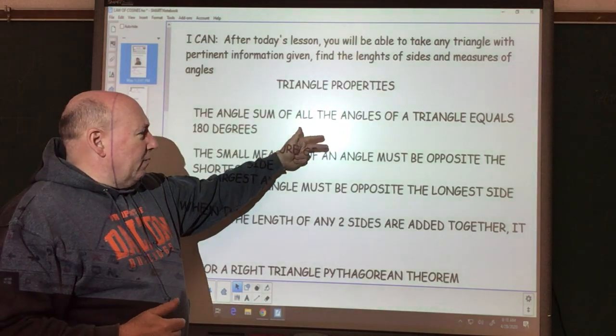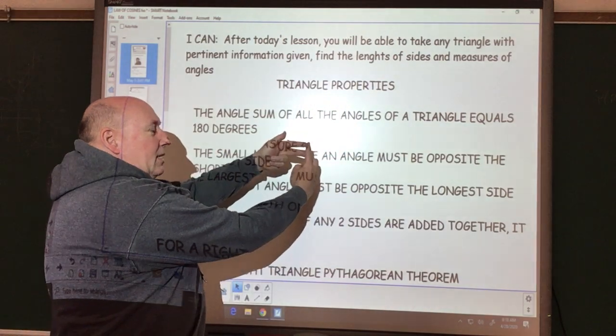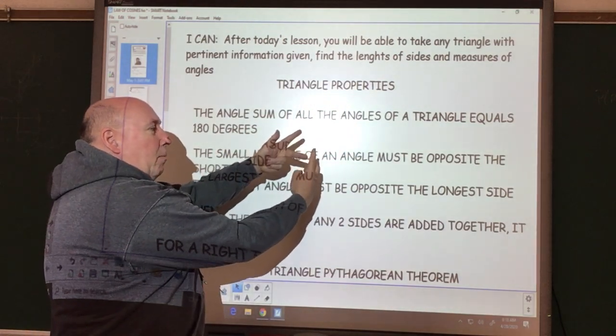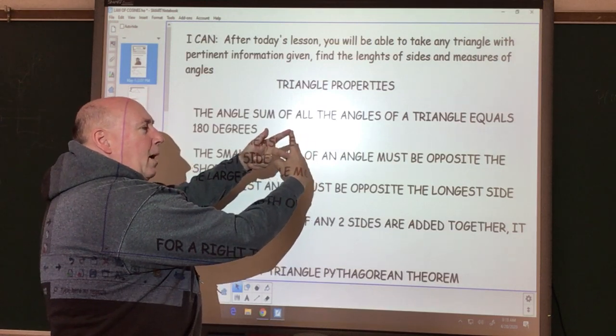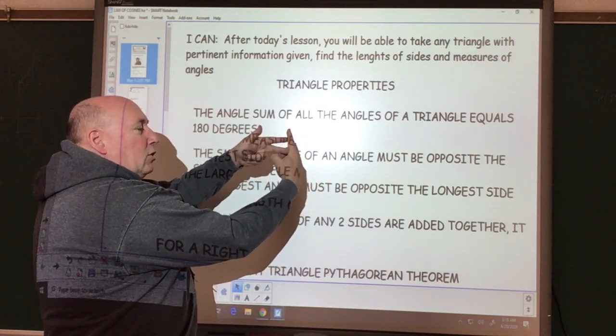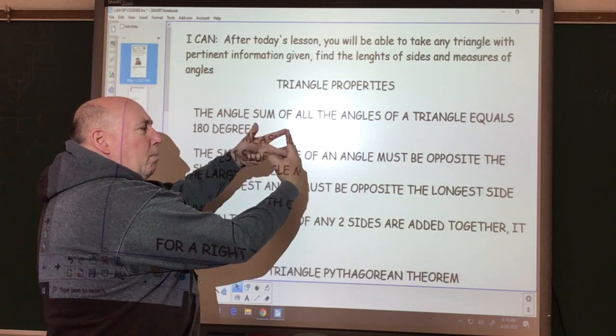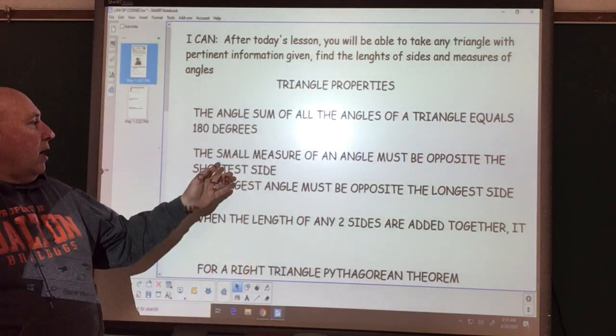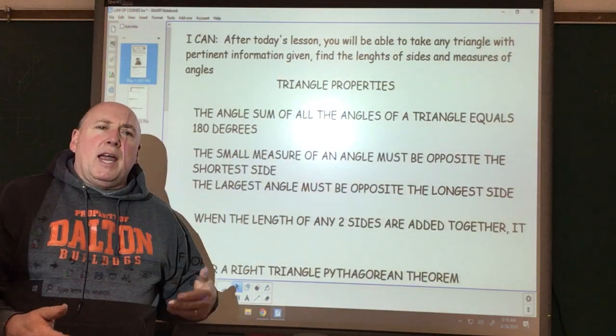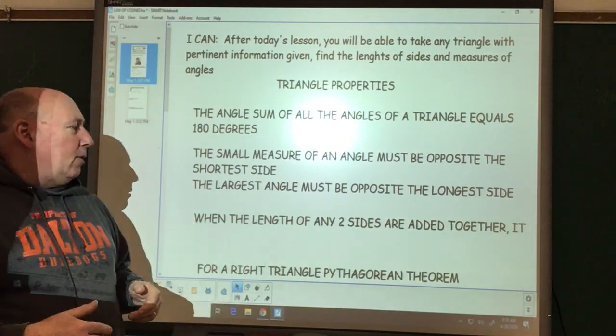Because I don't have that big of an opening here, my side opposite is not going to be very big. But if I have a big opening here, my side opposite is going to be a lot bigger. So small is small, big is big. If we look opposite our angles, we'll be able to tell which side will be the longest.